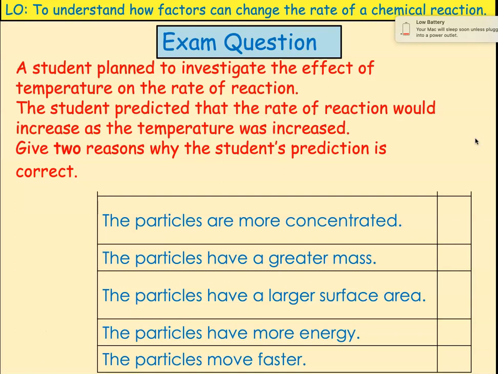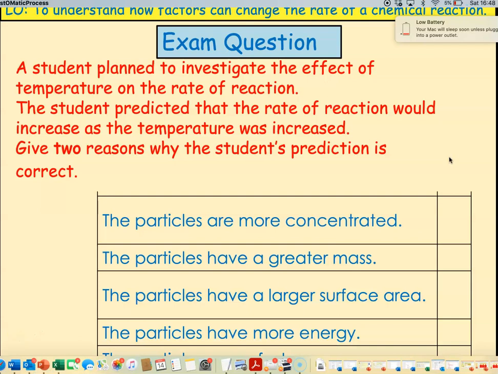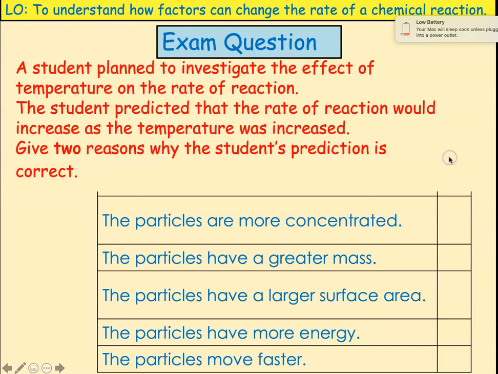A student planned to investigate the effect of temperature on the rate of reaction, and the student predicted that the rate of reaction would increase as the temperature was increased. Give 2 reasons why the student's prediction is correct. So pause the video now and write down the 2 that you think are correct. Okay, yes, the ones that are correct are they have more energy and they move faster.